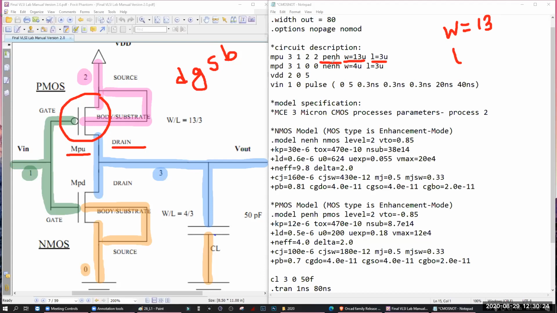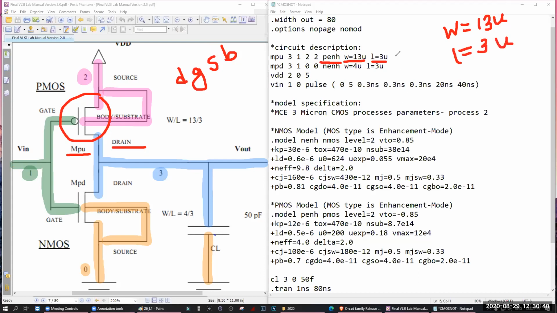PENH means it is a P MOSFET, P type. Okay, sir. It is a command. Why is it PENH? Why is it not only P? It is just a command. That's right. W is equal to 13 micrometer. L is equal to 3 micrometer.